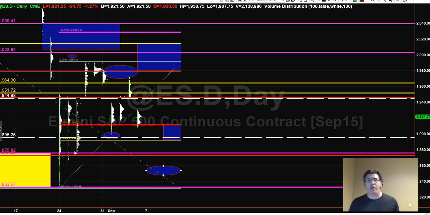I'm not going to get overly bearish in terms of my aggression to the short side without getting good trade location. Now, if we close below that 1872, yeah, I might get very aggressive and look for a sweep, a big sweep to the downside. But until then, we're holding.